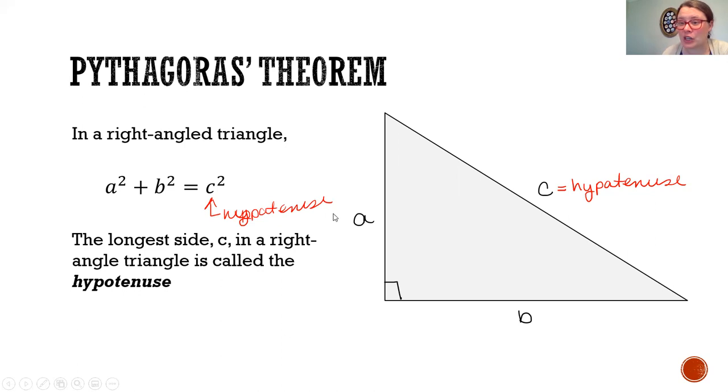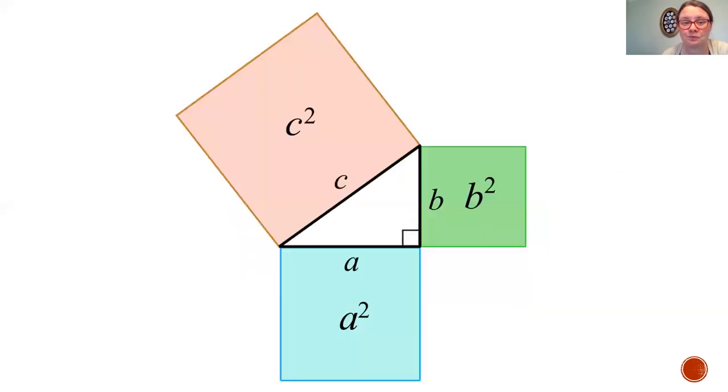It's also a really good math check. So if you're doing a calculation and you know you're calculating the hypotenuse and it's shorter than one of the other sides, you know you've made a mistake. So it's a good little tool for checking.